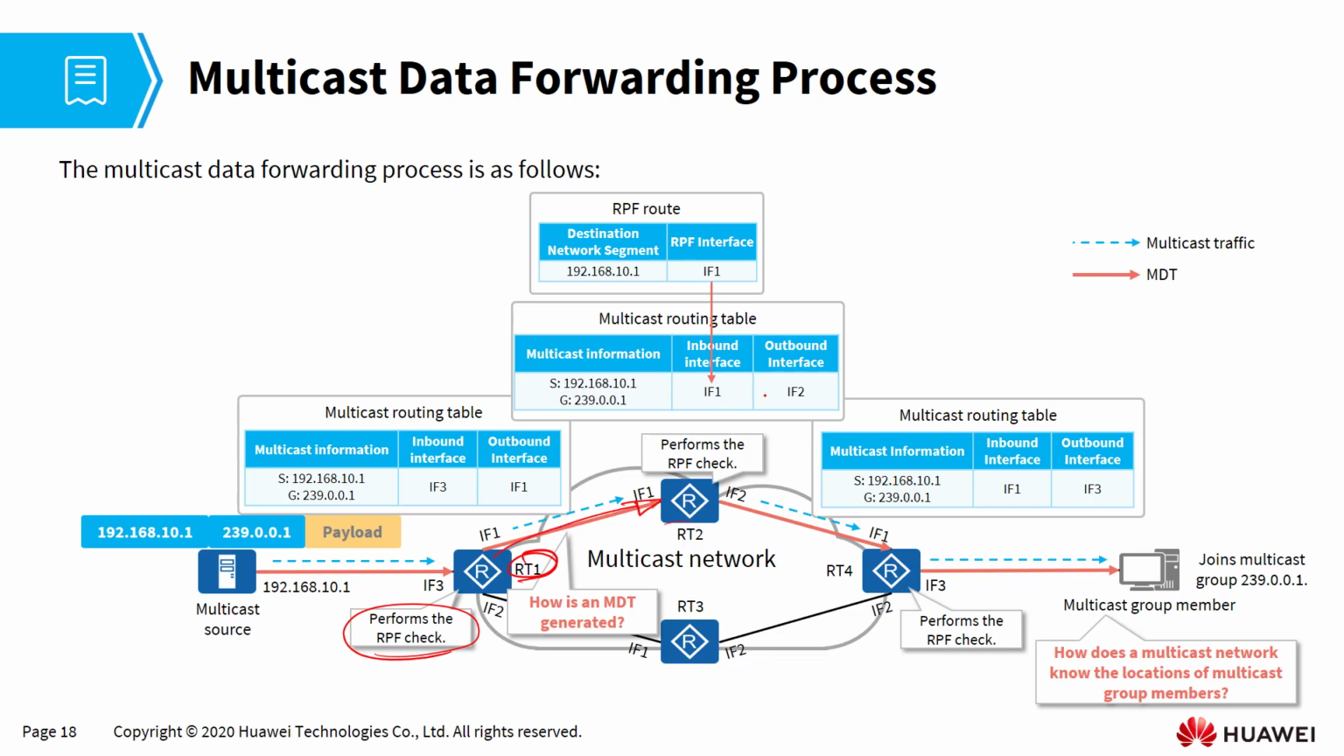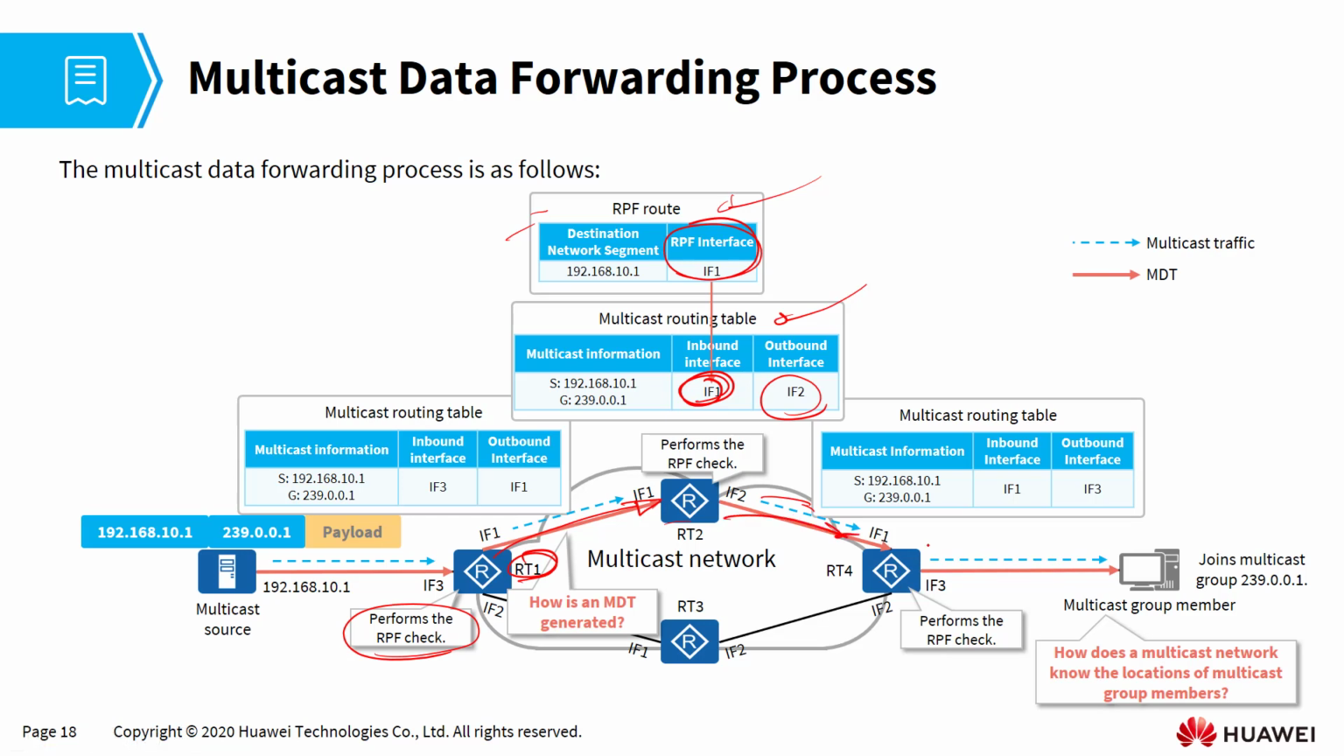Router 2 has its own multicast routing table and its own reverse path forwarding table. It will check the reverse path forwarding table to confirm that the inbound interface is indeed the best interface, one that passes the reverse path forwarding check, and then will send out the traffic out of the outbound interface in respect to the PIM routing protocol.